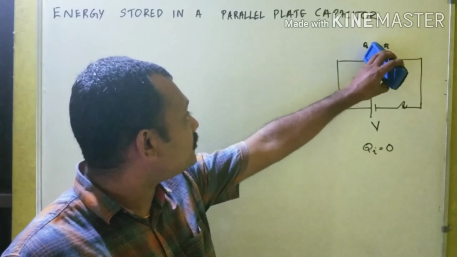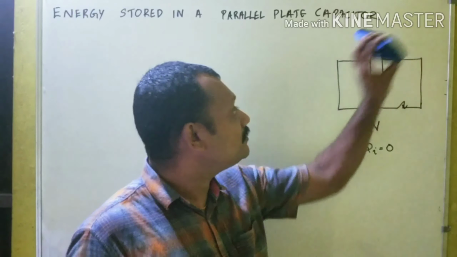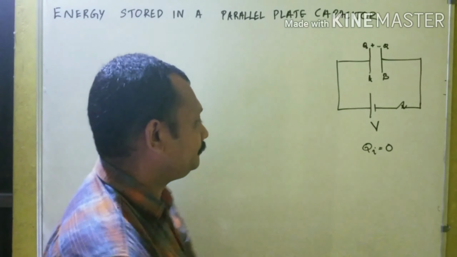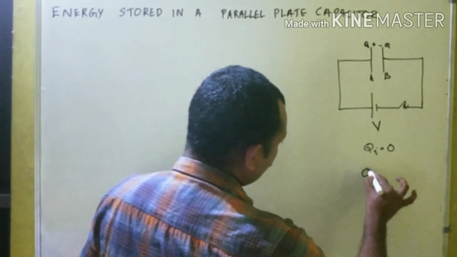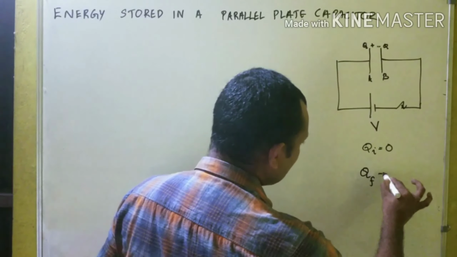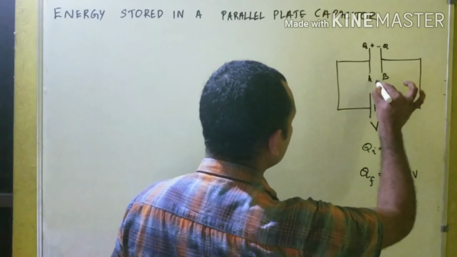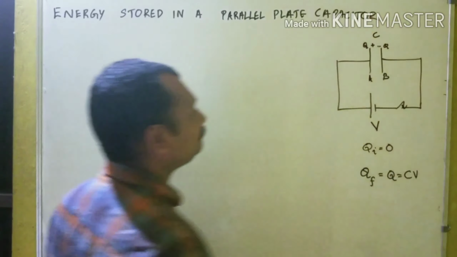Now I tell you the final charge on each plate of the capacitor is Q, and we can say it is CV, where C is the capacitance of the capacitor.